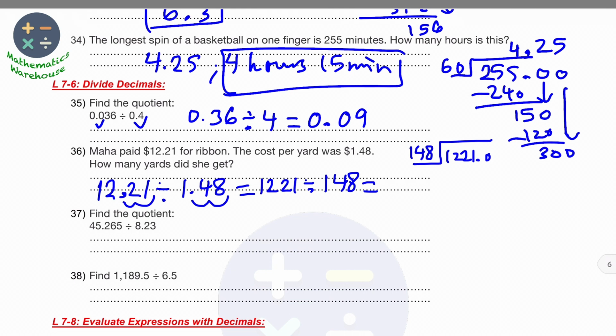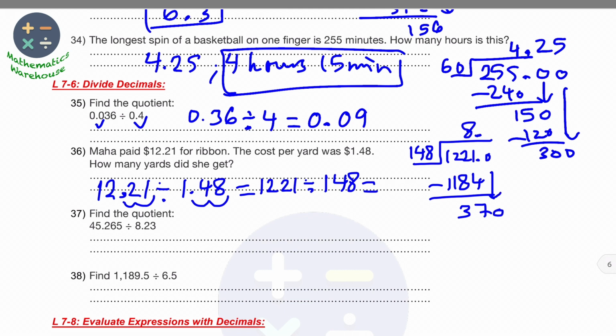1,221 divided by 148 is about 8. 8 times 8 equals 64. 4 and carry up 6. 8 times 4 equals 32, plus 6 equals 38. 8 and carry up 3. 1 times 8 equals 8, plus 3 equals 11. Subtract. So here 73. Put the point up and 0 down.